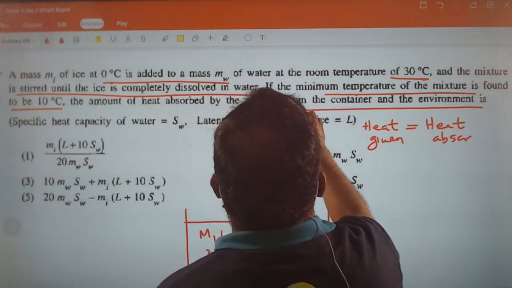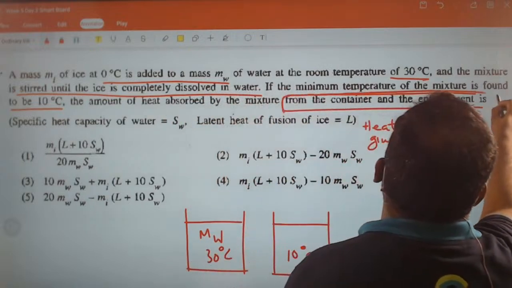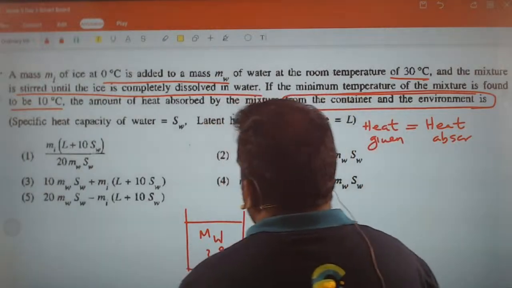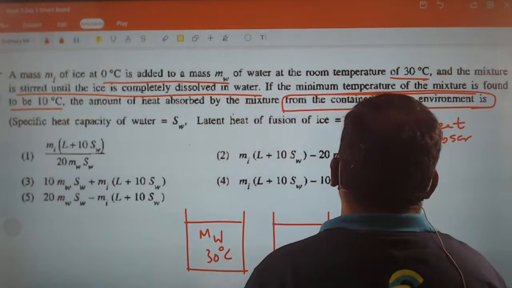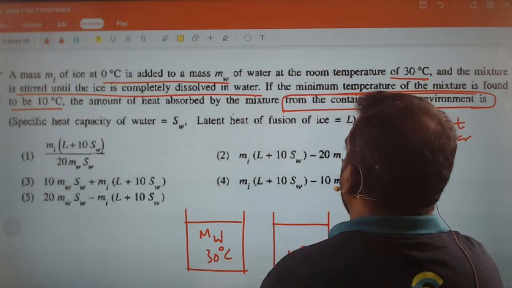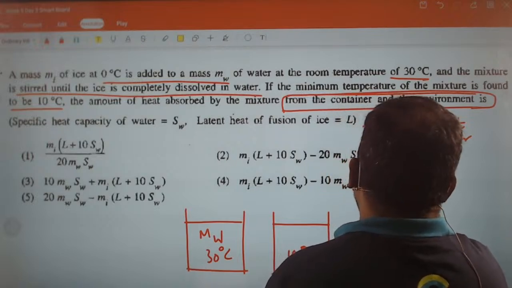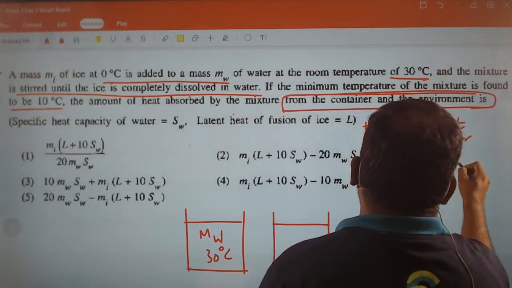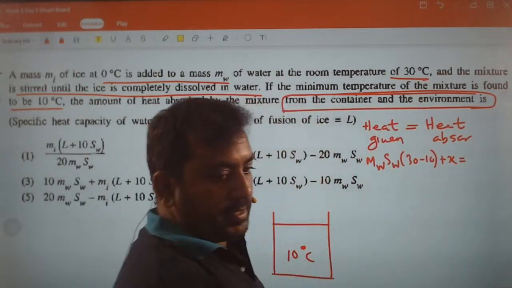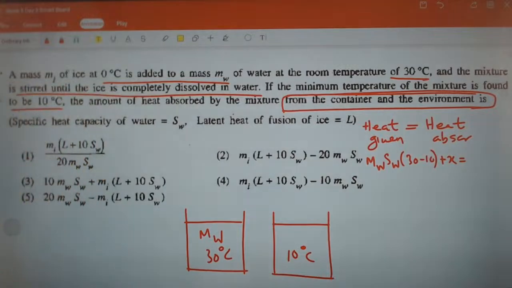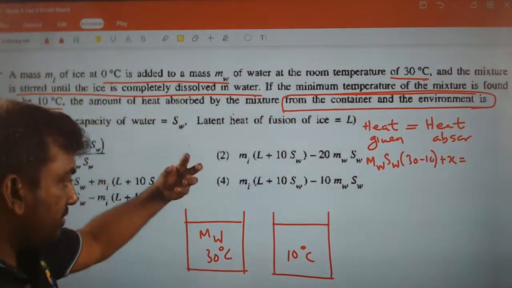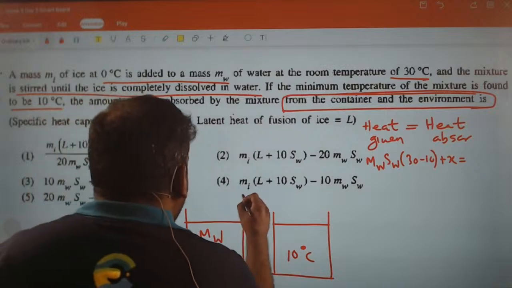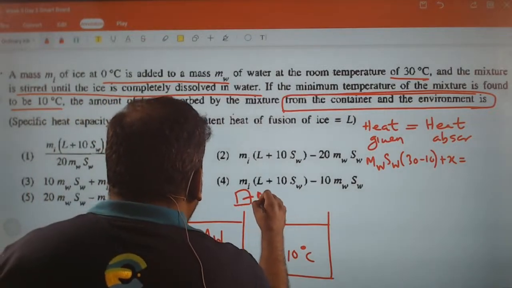The heat absorbed by the mixture from the container and the environment, right. Who is giving heat? Water is giving heat: mW, sW, 30 minus 10. The environment is giving X amount of heat. That is also absorbed to melt the ice.